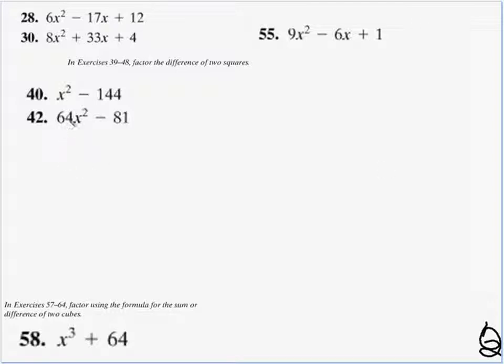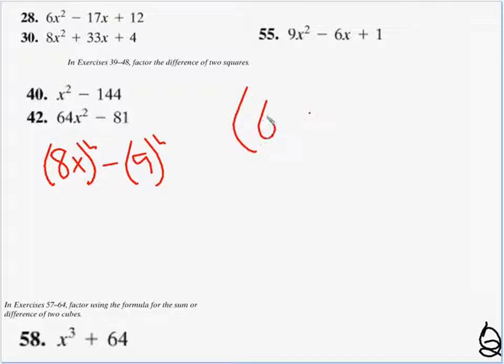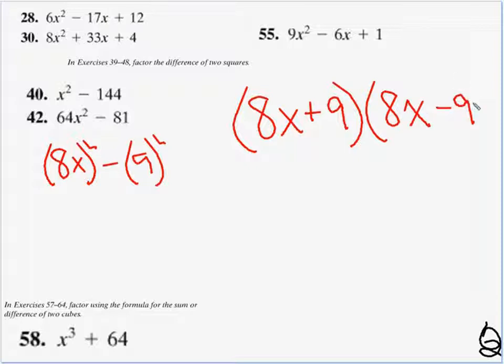42, same thing. I see 64x squared. Well, that's an 8x quantity squared, and the square root of 81 is 9. So our two factors are a sum and a difference of these terms, 8x and 9. Oops. 8x plus 9, 8x minus 9. That was a bad parenthesis. There we go.